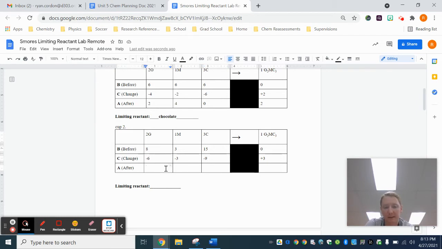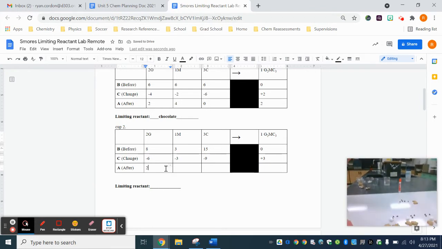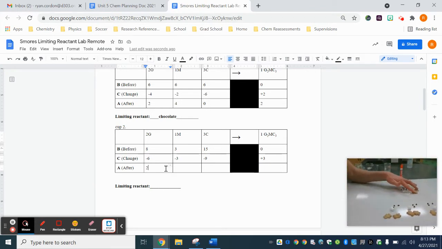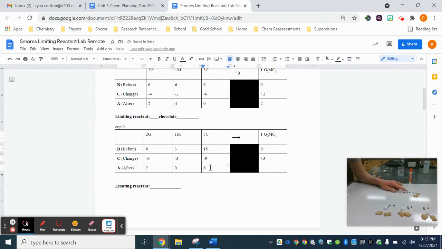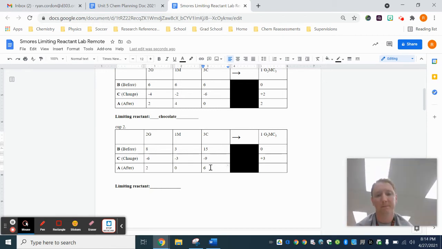And so 8 minus 6 would get us 2. And that's what we see here. Afterwards, we have 2 graham crackers left over, not reacted with anything. 3 minus 3 is 0. That's also true because we don't have any marshmallows remaining. We've used them all. And 15 minus 9 is 6. And we have 1, 2, 3, 4, 5, 6 chocolate chips still remaining.